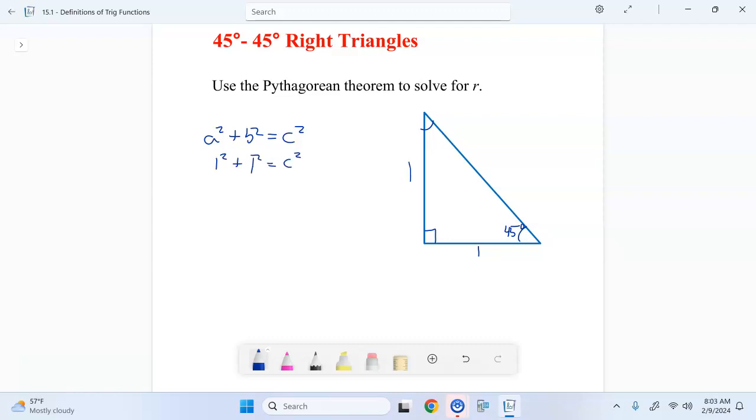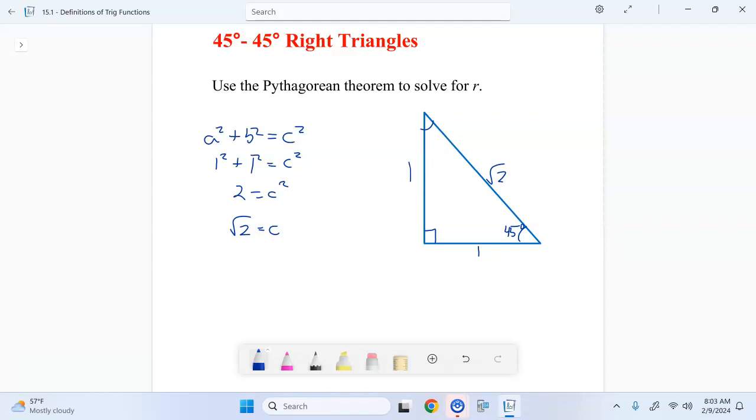I don't know why. Okay? What's 1 squared plus 1 squared? 2. What's the square root of 2? Just that, right? So our hypotenuse is root 2. So our 45-45 right triangle has side lengths of 1, 1, and square root of 2.